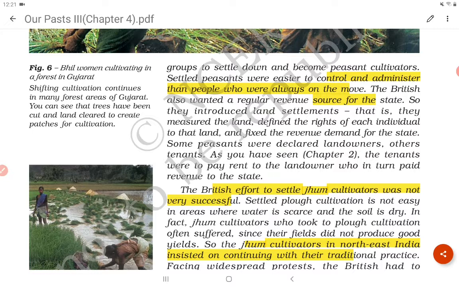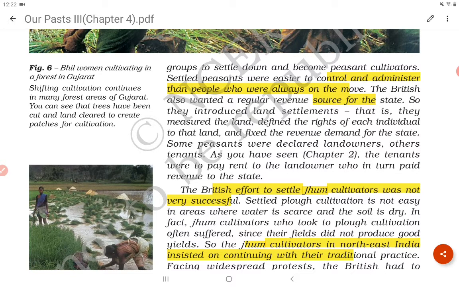As you have seen, the tenants were to pay rent to the landowner, who in turn paid revenue to the state. The British effort to settle Jhum cultivators was not very successful. Settled plough cultivation is not easy in areas where water is scarce and the soil is dry. In fact, Jhum cultivators who took to plough cultivation often suffered since their fields did not produce good yields.